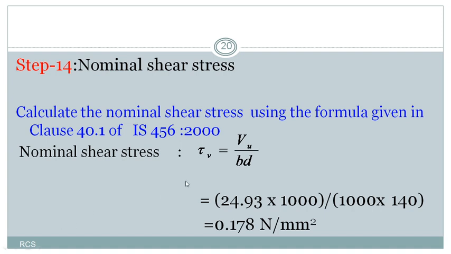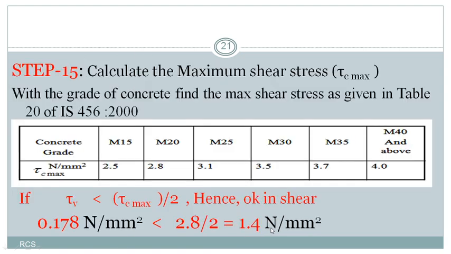For the calculation of nominal shear stress, we have one formula based on IS 456 2000, that is tau V is equal to Vu by bd. Here Vu we have already calculated as 24.93 kilonewton, that will be multiplied by 1000 to convert into Newton, b is 1000 and effective depth is 140. So altogether if we calculate this, then we'll get nominal shear stress tau V is equal to 0.78 Newton per mm square.